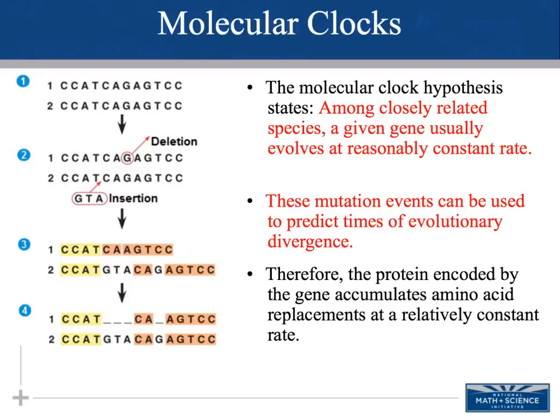The identification of these DNA homologies led to the term molecular clock. The hypothesis goes that among closely related species, a given gene usually evolves at a reasonably constant rate. These mutations can be used to predict times of evolutionary divergence. We know how often you see these particular DNA sequences, and when the sequences change, it suggests that some kind of divergence, some kind of evolution, has taken place.